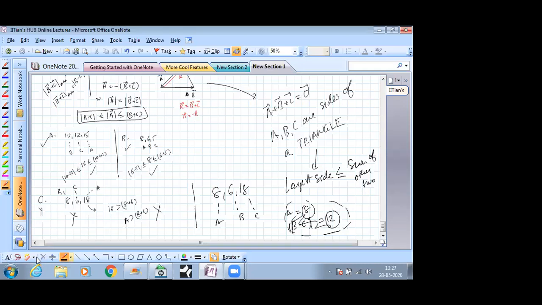It's not that you have to consider the largest side as A. You can consider any of the sides as A, B, and C. But it is just the principle of the triangle, okay, that the largest side should be less than the sum of the other two sides.